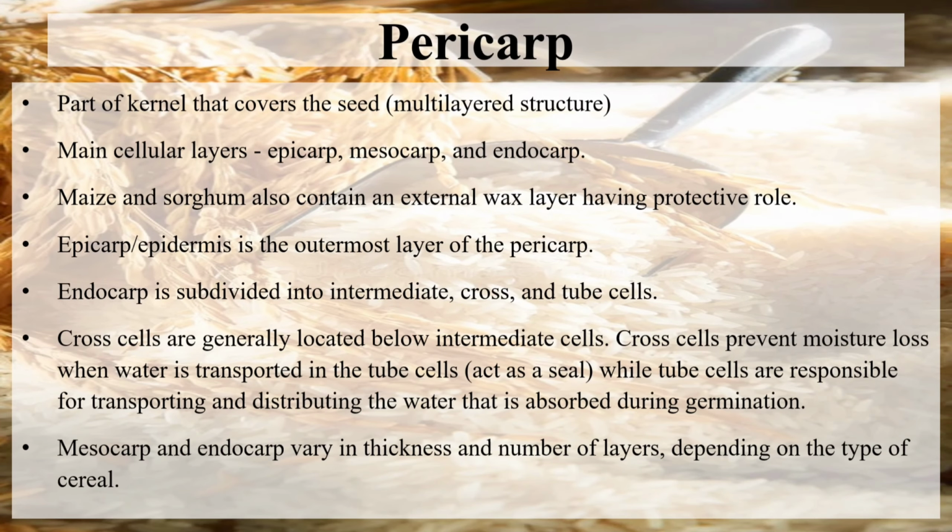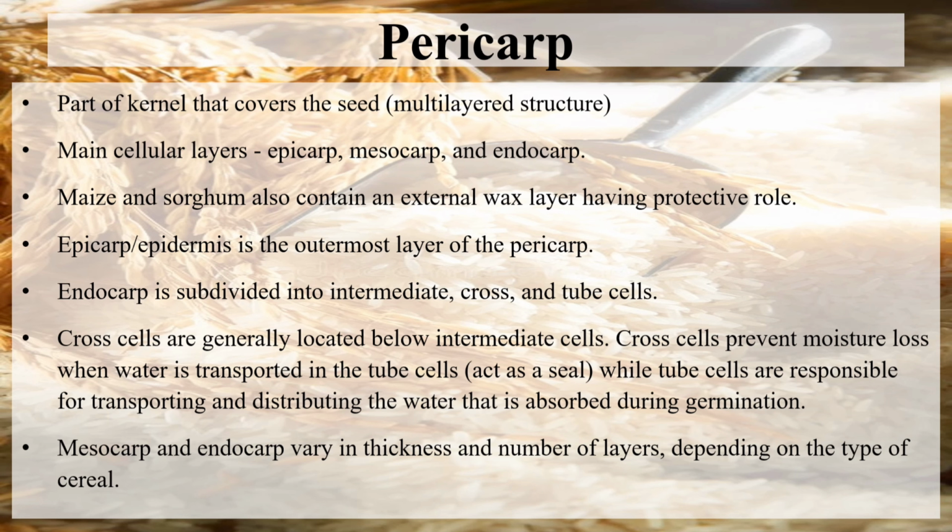Pericarp. It is the part of the kernel that covers the seed. It is a multilayered structure. The main cellular layers constitute epicarp, mesocarp, and endocarp. Maize and sorghum also contain an external wax layer having a protective role. Epicarp, or epidermis, is the outermost layer of the pericarp. Endocarp is subdivided into intermediate, cross, and tube cells. Cross cells are generally located below intermediate cells.